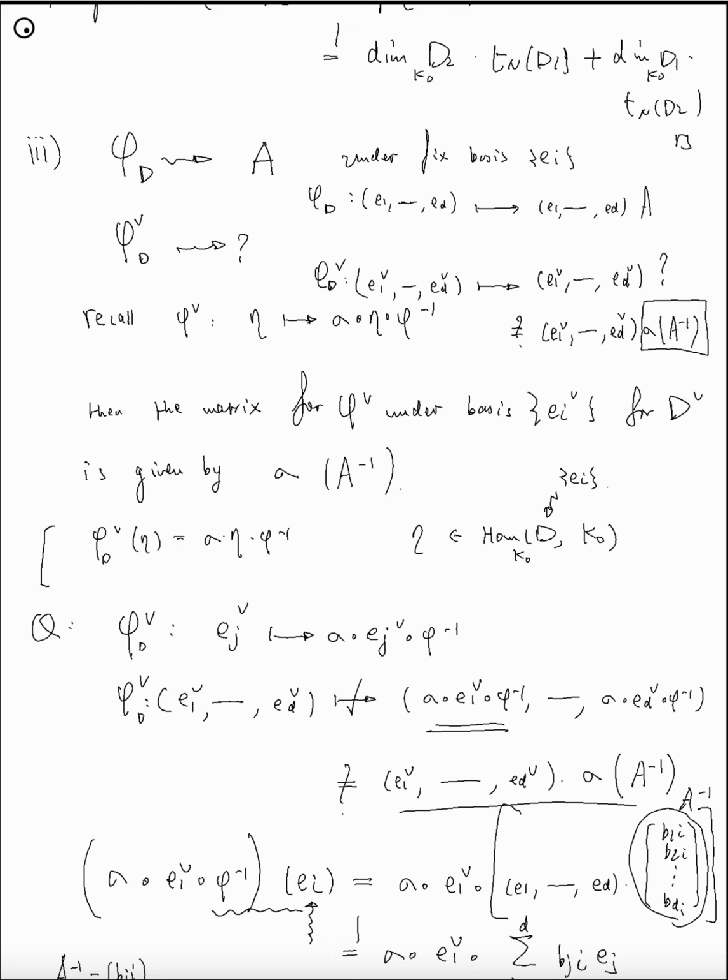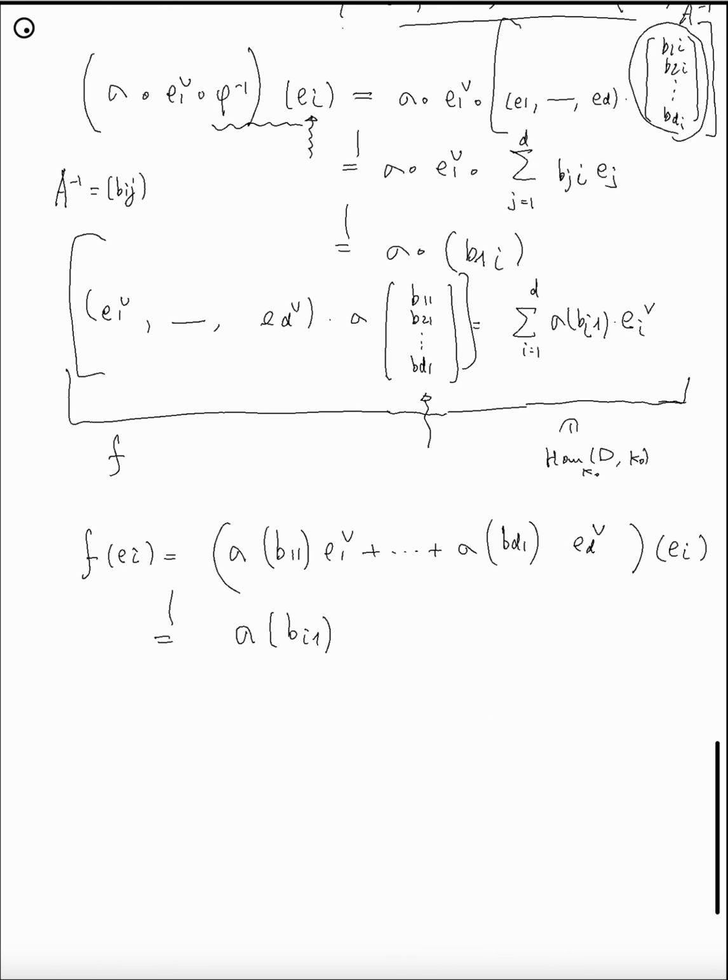So what we got finally is B1I E1, B2I E2, B3I E3, etc. And what is left is only B1I E1. That is B1I.